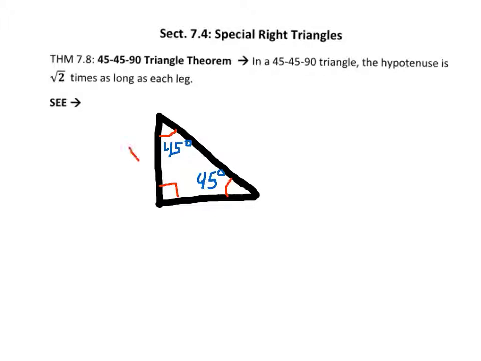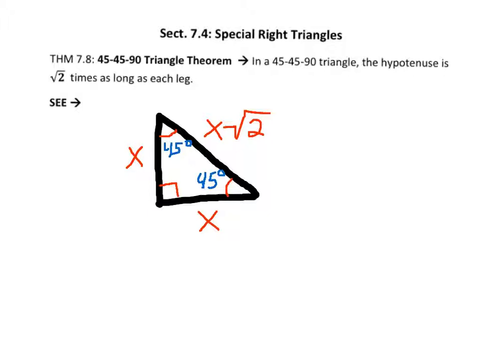Okay, so the special rules go like this. If I call this side x, I know this must be an isosceles triangle because these angles are equal. This angle and this angle are equal, so these two sides must be equal. So these sides are both x. And the special relationship is that the hypotenuse is x times the square root of 2. Whatever I put in for x, to find the hypotenuse I just multiply that number by the square root of 2.